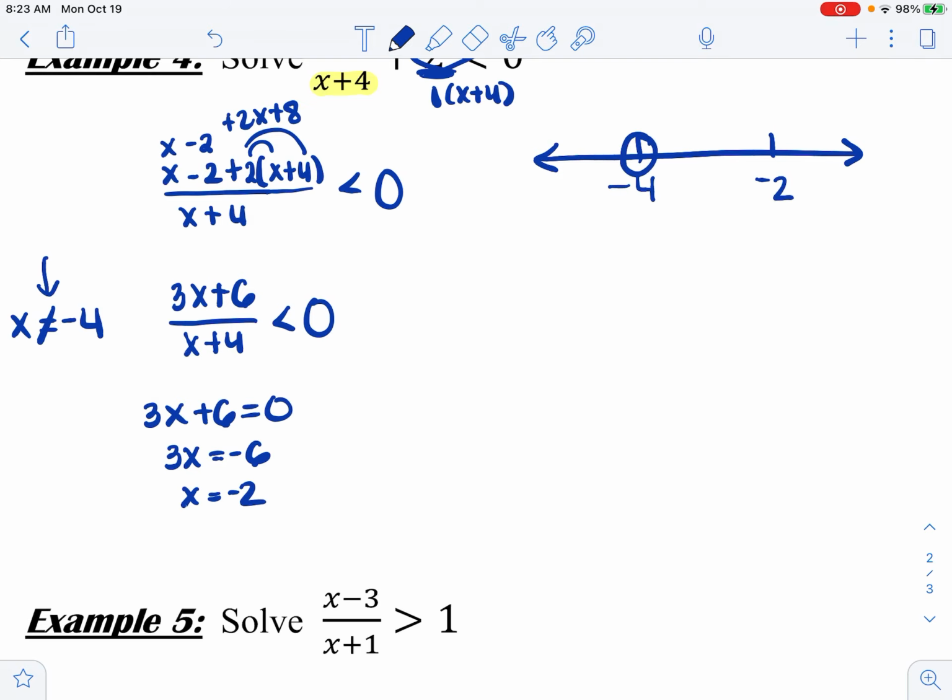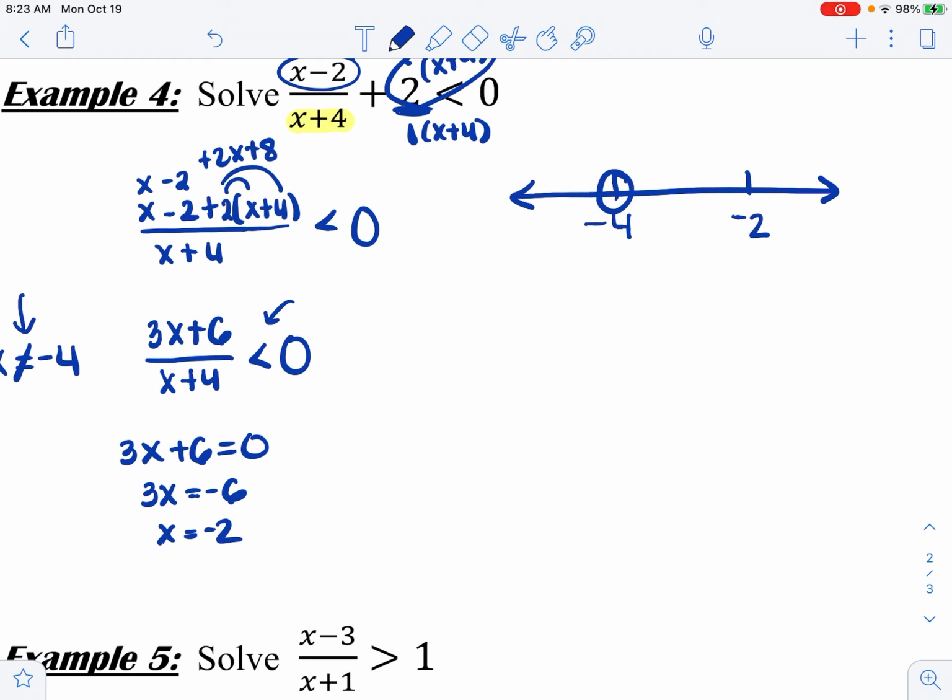-4 comes first. -2 is right here. All right, I'm definitely not including -4. And now if I look back at my inequality symbol, which is right here, it's less than. It's not less than or equal to. So I don't want to know where it's equal to. And it's equal to at -2, I'm sorry. So I am not including that in my solution set.